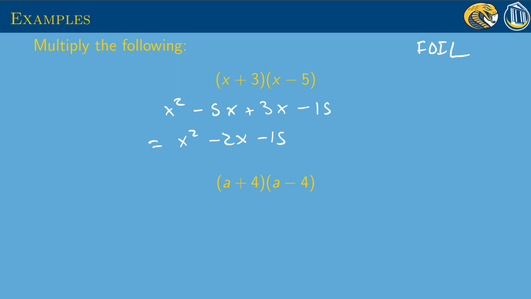Same idea. First, a squared, outside, minus 4a, inside, plus 4a, and last, minus 16. In this case, we'll notice we're subtracting and adding the same thing. So this one simplifies really nicely to just a squared minus 16.